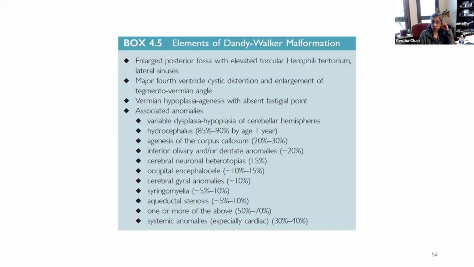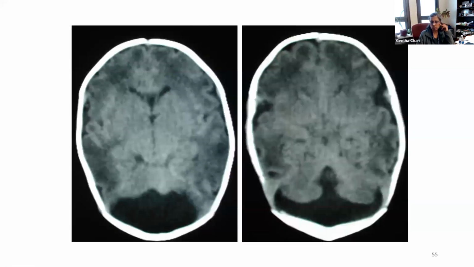When you have structures in the posterior fossa which are affected, the classic thing is Dandy-Walker malformation. So Dandy-Walker malformation classically is associated with an enlarged posterior fossa and fourth ventricular cystic dilatation with vermian hypogenesis or agenesis. So the cerebellar vermis is absent, and then you can have a whole lot of associated malformations. Hydrocephalus may not be present in the beginning, but 85 to 90% of children with Dandy-Walker syndrome will develop hydrocephalus by the end of the first year of life. So here is an example of a newborn baby who has a large cystic looking thing in the posterior region.